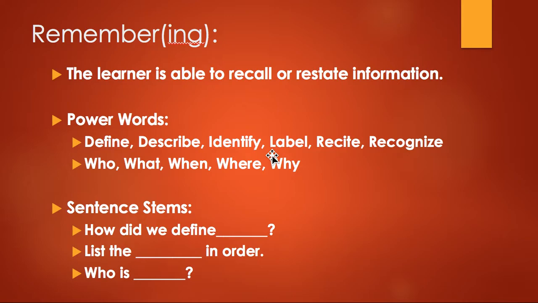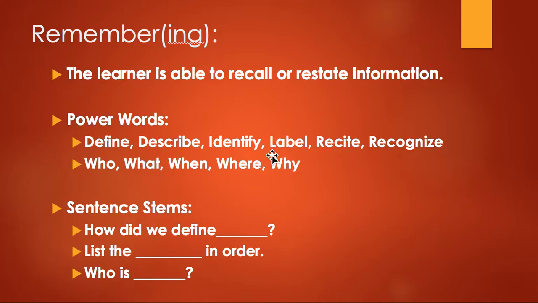All right, so let's talk about the categories themselves. What are they? We're going to go from the lowest category to the highest category. Remembering: the learner is able to recall or restate information. This is the most basic form of learning, like I said, being able to recite lists, those sorts of things. The power words that you might use are define, describe, identify, label, recite, recognize, who, what, when, where, why. So define cognitive ability or identify different things, label these things, recite things, list the levels of Bloom's taxonomy.